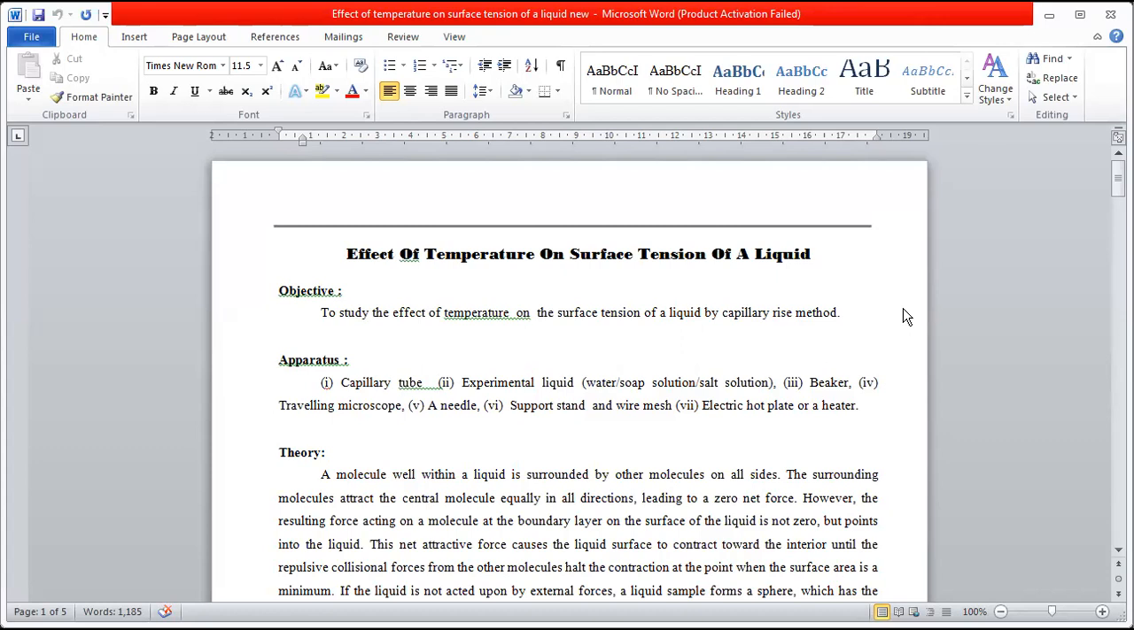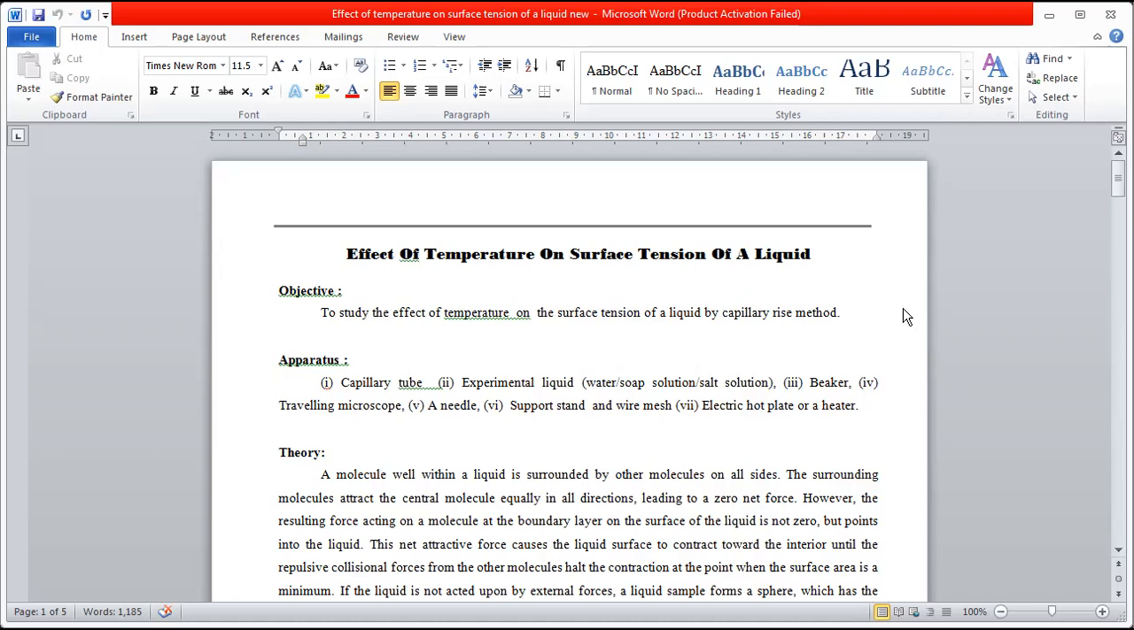In this session, I am going to explain how we can determine the surface tension as a function of temperature. Generally, you know that the surface tension can be measured very easily by a very popular known method called the capillary rise method.